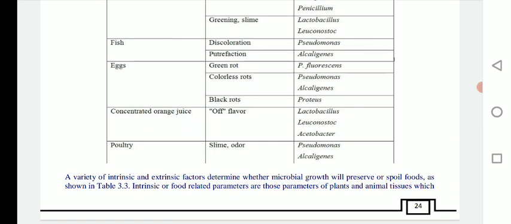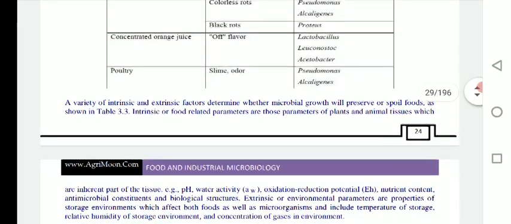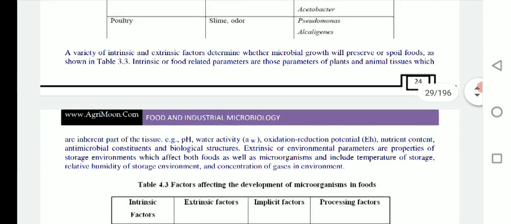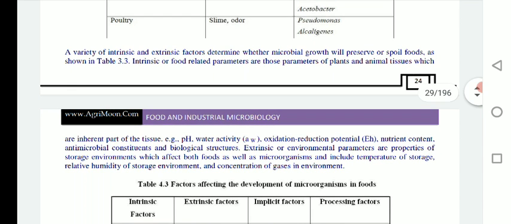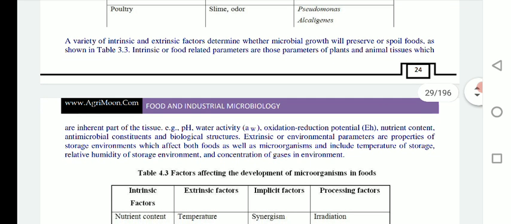A variety of intrinsic as well as extrinsic factors determine whether the microbial growth will preserve or spoil the food, as shown in table 3.3. So these are the two factors, intrinsic and extrinsic, meaning internal and external factors. These factors are responsible for growth and spoilage of different kinds of food. So these factors decide the growth of microorganisms and spoilage of foods.